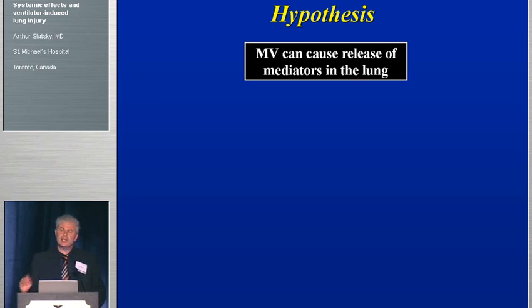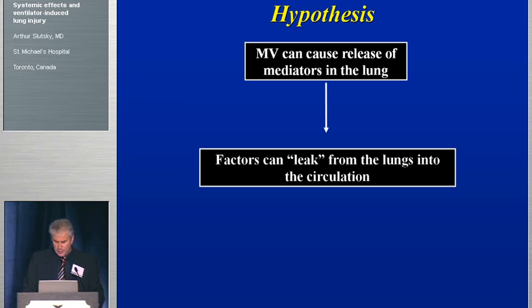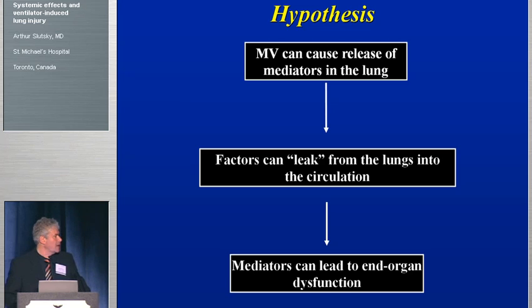So the hypothesis I'd like to develop, based on this very quick review of ventilator-induced lung injury, is that mechanical ventilation can cause release of mediators in the lung, that these factors or some factors can leak from the lungs into the systemic circulation, and that these mediators can lead to end organ dysfunction. So as you can see, where I'm going is to suggest that what we do with the ventilator to the lung has an impact not only potentially on the lung, but on other organs, distal organs.